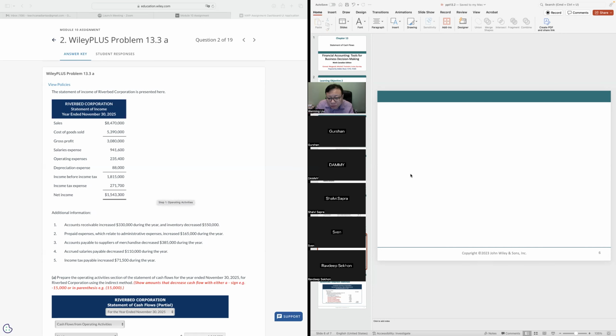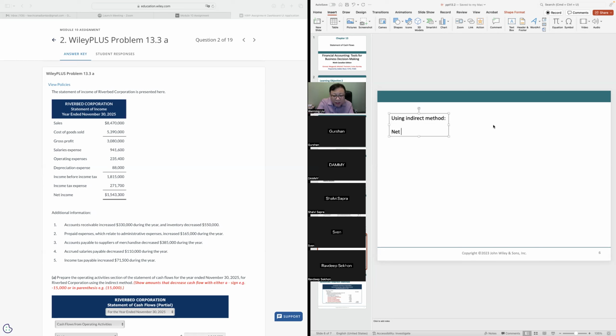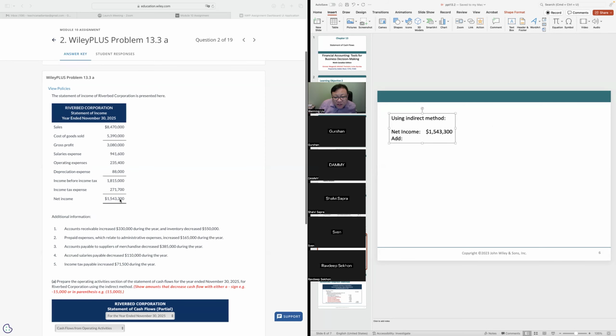Okay, so what should I do? So for the indirect method, I will start with net income. So net income is 1,543,300. And then I need to add something, right? I need to add. So take a look at these items. Which one should I add back? Which one is a non-cash transaction that only reduces net income, but does not reduce cash?